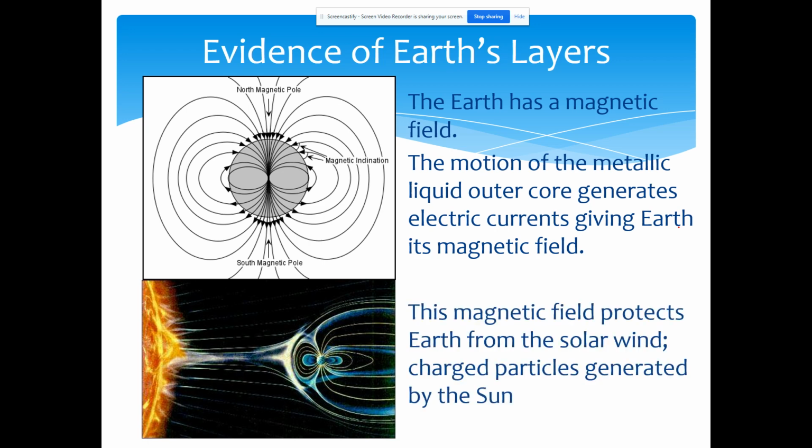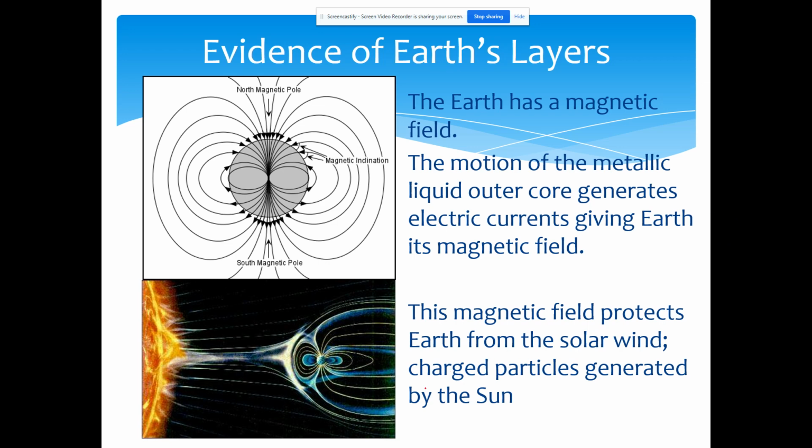This magnetic field doesn't exist in planets that don't have a molten core, or the molten core doesn't seem to be moving. But Earth has a gigantic magnetic field, so there must be a lot of metallic element motion inside the Earth somewhere. One cool thing about Earth's magnetic field is it protects us from the solar wind.